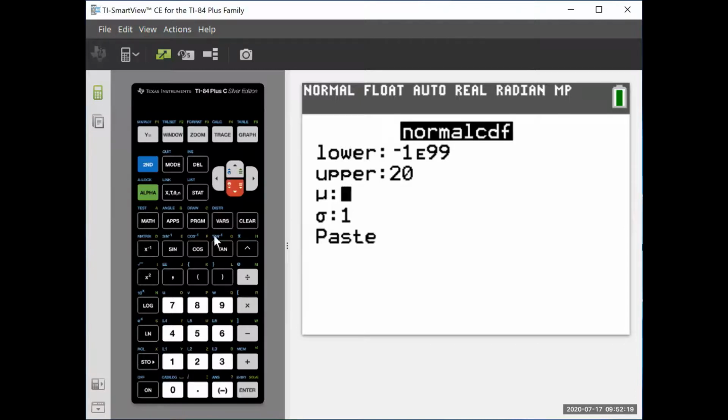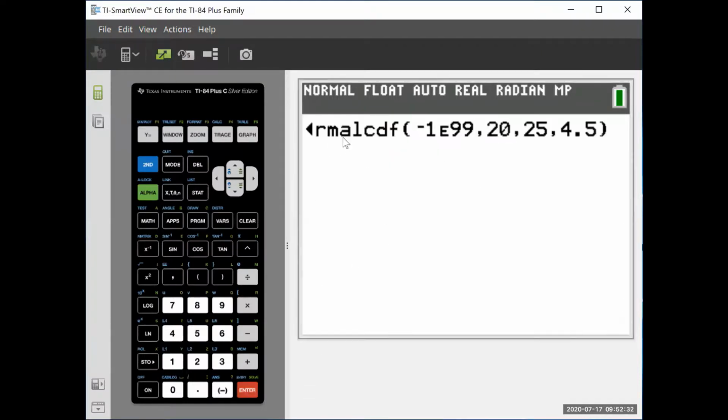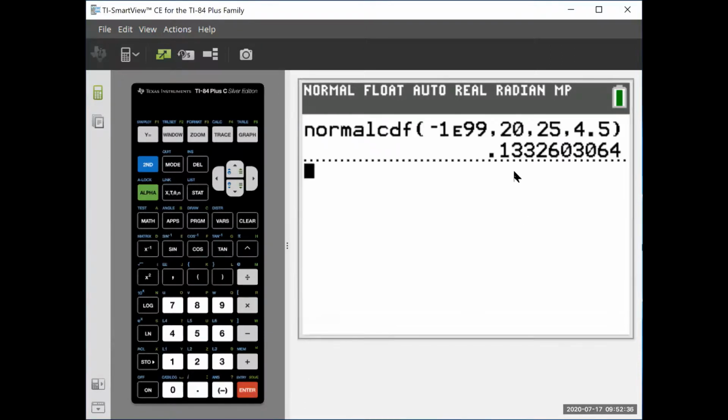We have the mean of 25 and the standard deviation 4.5. So we type all this and paste this in the main screen so that it is like our writing. Then hit enter, and we got the result.